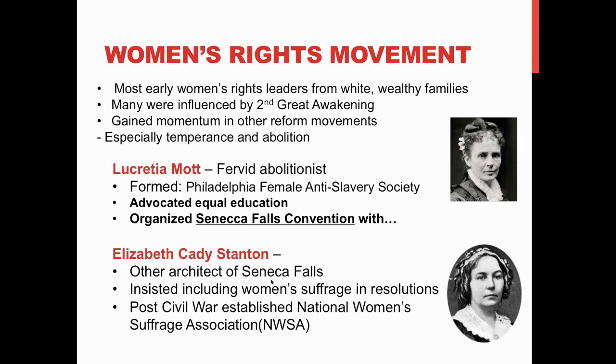And so many of these women, again, are coming from wealthy or middle class white families, especially in New England, influenced by the Second Great Awakening, and influenced by the social activities of the time, especially temperance and abolition. Lucretia Mott is a Quaker. She's coming from Pennsylvania. She's going to form the Philadelphia Female Anti-Slavery Society, and then she's going to travel all the way to London to participate in the World Anti-Slavery Society.